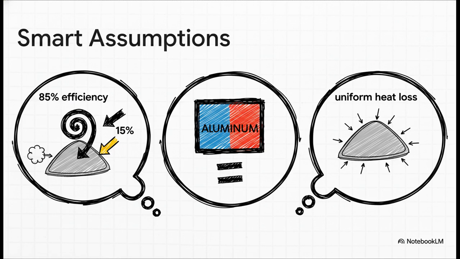We'll say that the heating element is about 85% efficient, because in the real world, you're always going to lose some energy. We'll also assume that the properties of the aluminum, like its density, don't change as it heats up. That's a pretty safe bet for this temperature range. And finally, we'll assume heat escapes into the air evenly across the whole surface. See? These little assumptions turn a really complicated scenario into something we can actually solve.